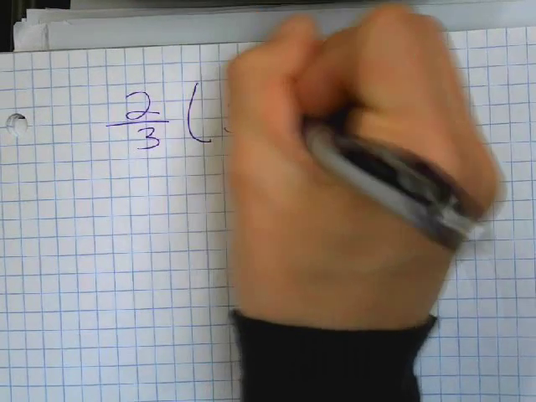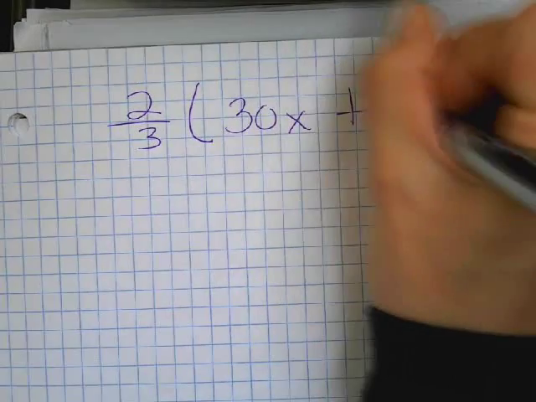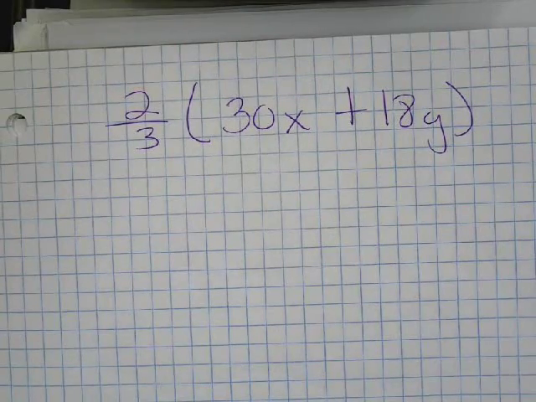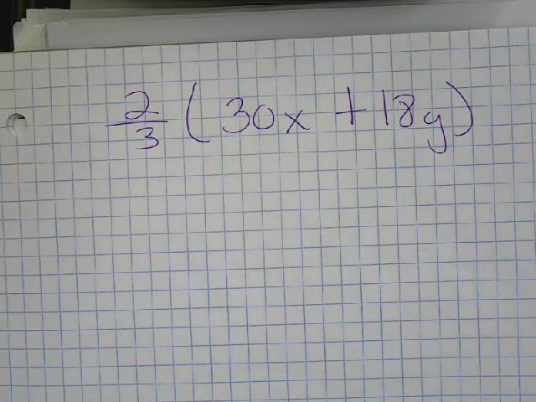Let's see if you can do this one on your own, which is the same theory as what we just did. That's what I gave my honors kids. 2/3 of 30x plus 18y. And I should look up, and you should be writing. Leo, I should see you writing.